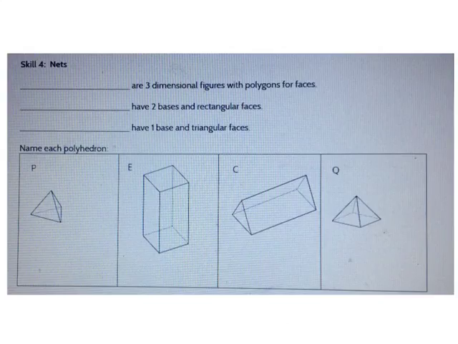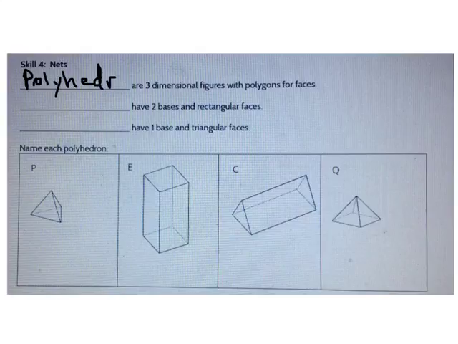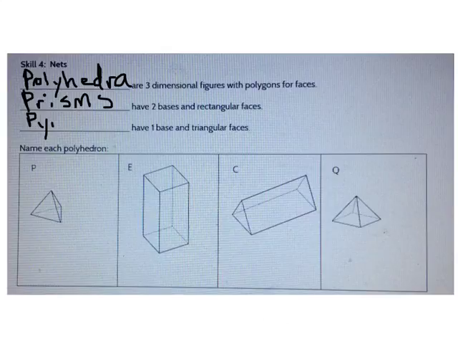The next thing we talked about were nets of three-dimensional figures. Polyhedra, that's the plural of polyhedron, are three-dimensional figures with polygons for faces. Prisms have 2 bases and rectangular faces. Pyramids have 1 base and triangles for faces. So let's name these shapes.